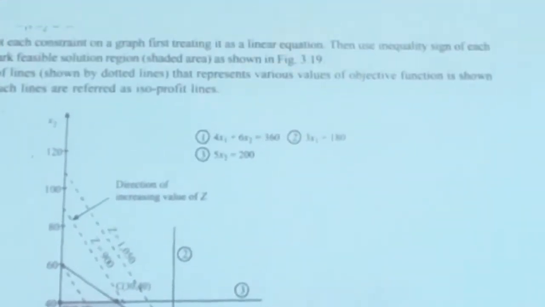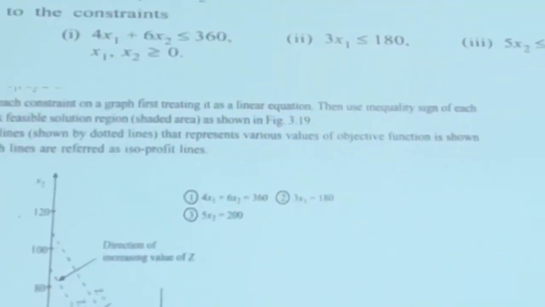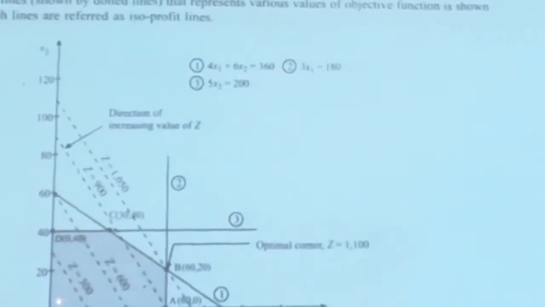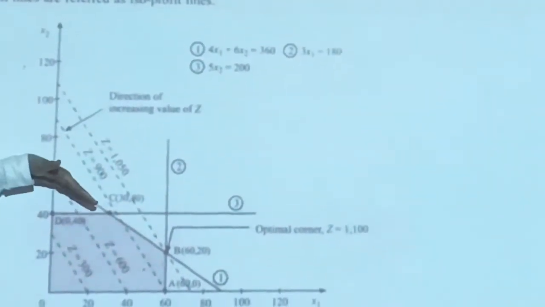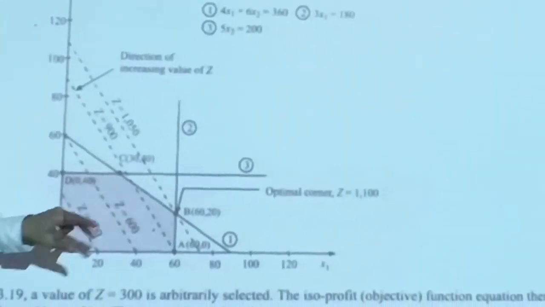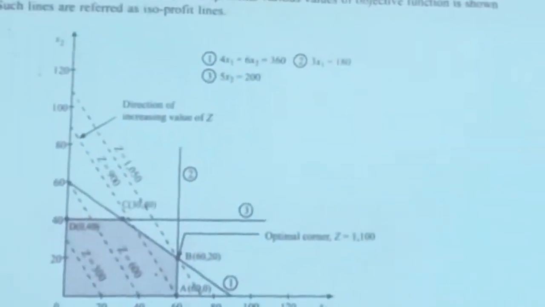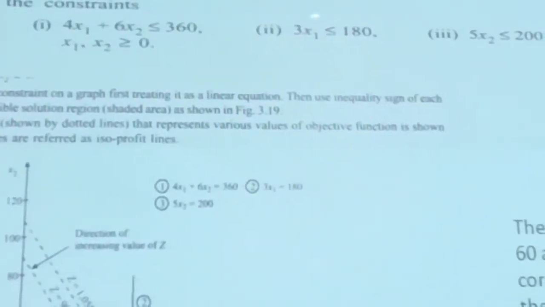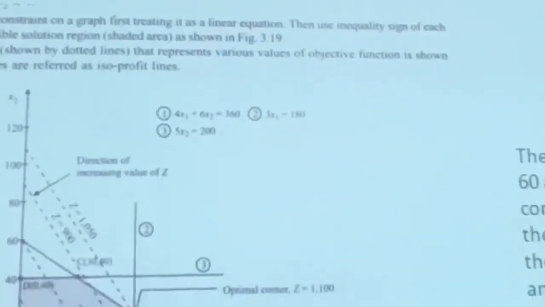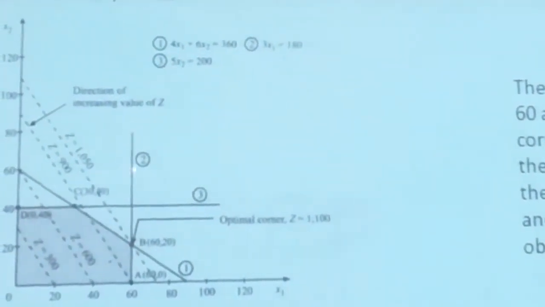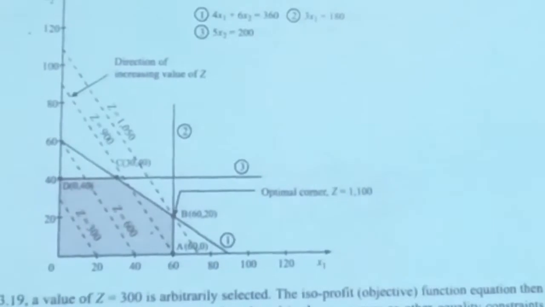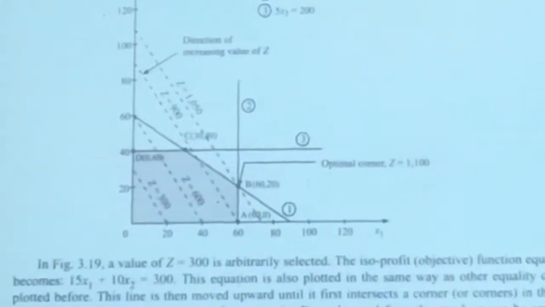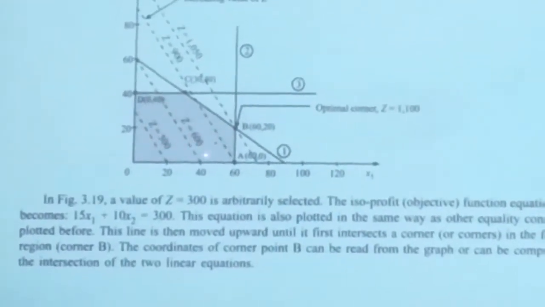What are the constraints? Less than 360. So whatever is this line, first line, the solution is below that line. Then we have 3x1 less than 180. So we found out x1 is equal to 180 divided by 3, or 60. This is x1 equal to 60. Less than 60 means towards the left of this portion.